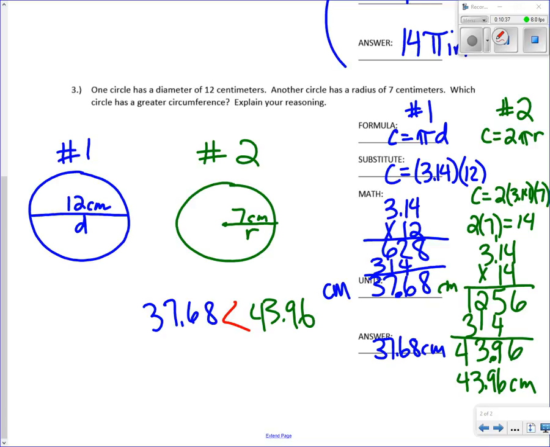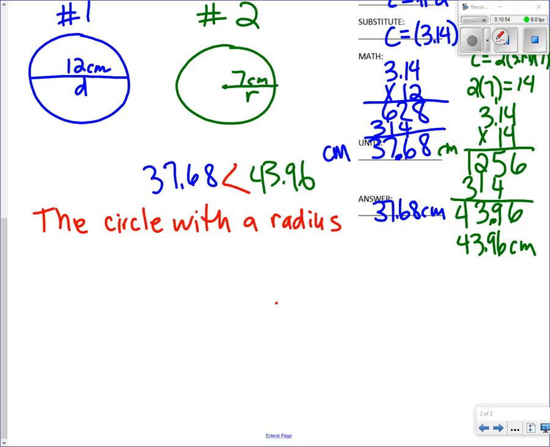So in words, the circle with a radius, what am I putting down? Of 7 centimeters has greater circumference.